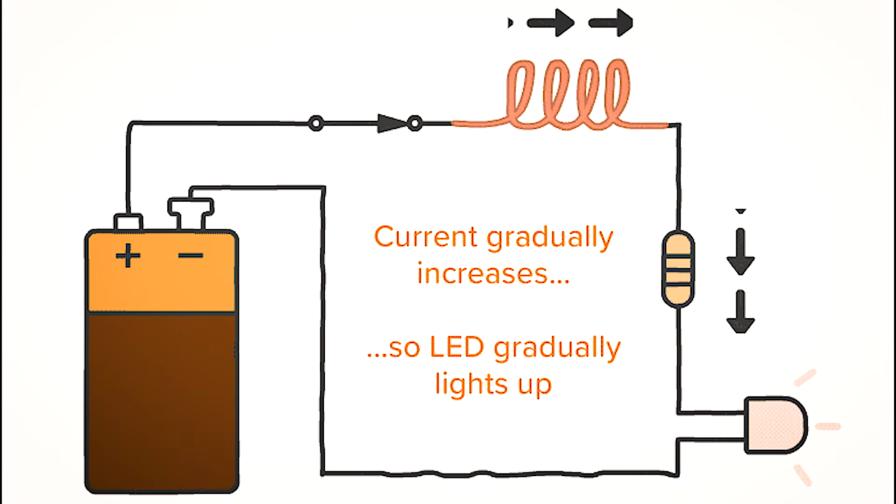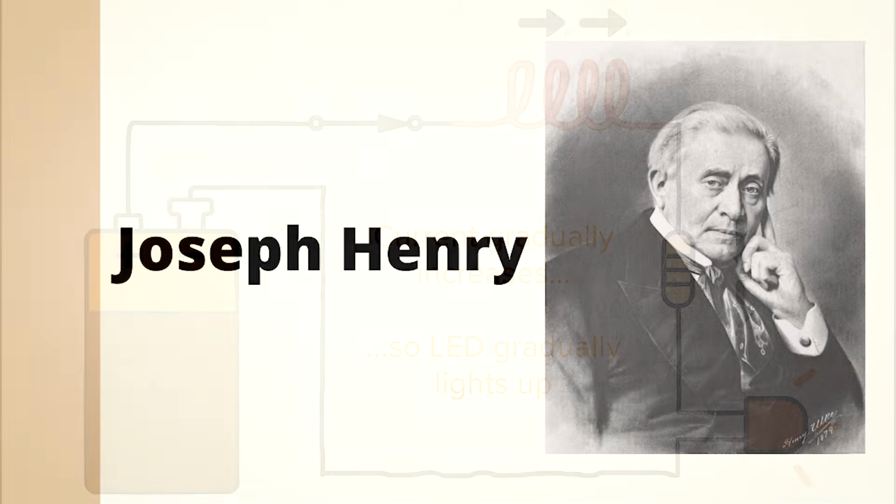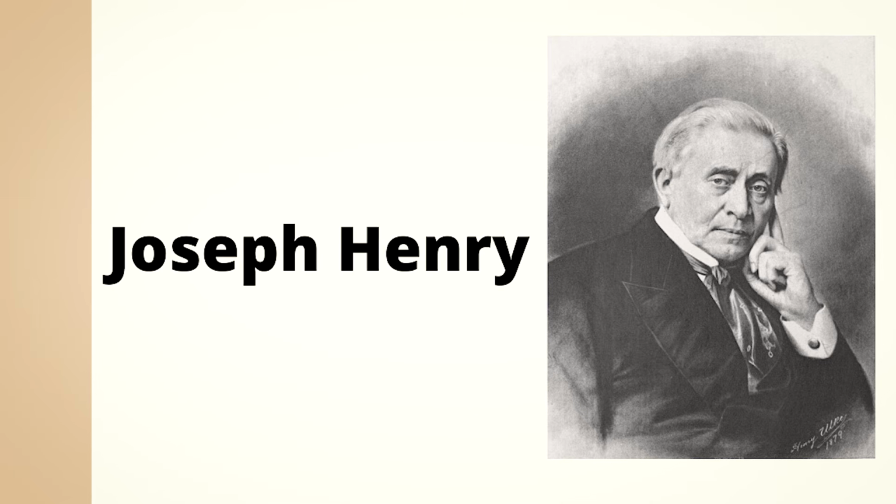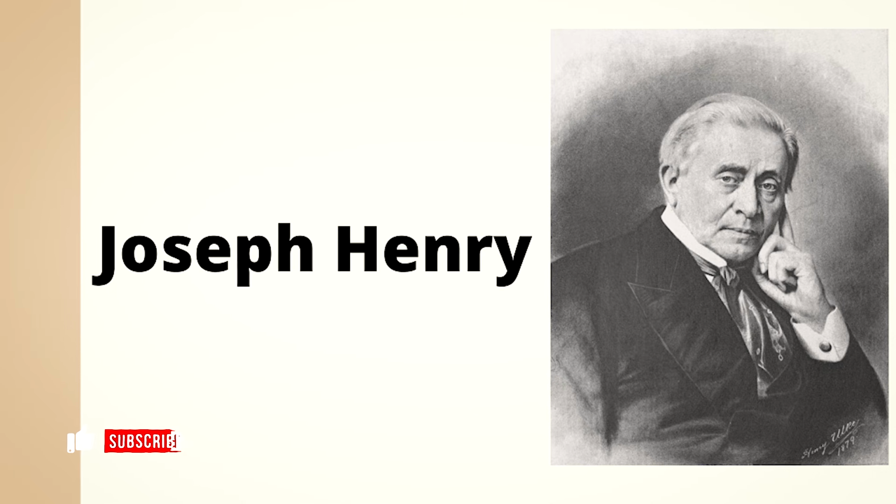That is why inductors oppose sudden changes in current. If you suddenly try to increase the current, the inductor pushes back. If you try to suddenly stop the current, it generates a high voltage spike to keep the current flowing. This property is known as inductance, measured in henries, named after Joseph Henry.